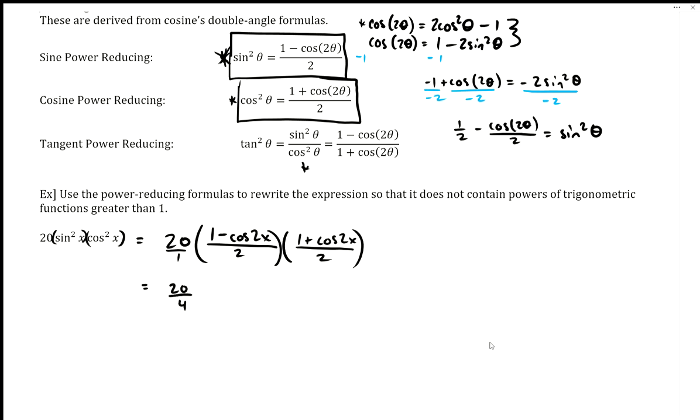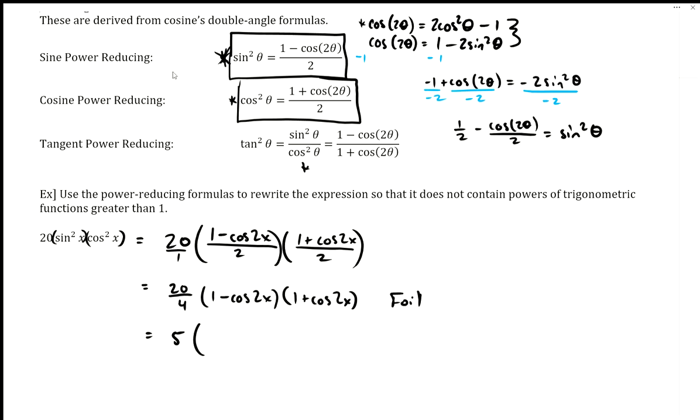So 20 divided by 4, and then that one we will reduce. And then I also have the 1 minus cosine 2x times the 1 plus cosine 2x. Well, what they're going to want in this scenario is for us to FOIL this all out. So I'm going to change the 20 over 4 to be 5. And then I'm just going to get a big parenthesis going, but let's color code.